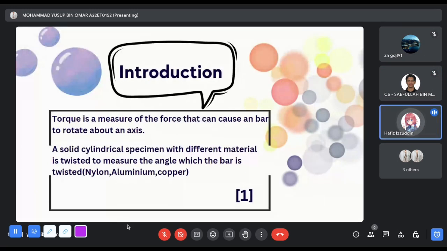Okay, for the introduction in this experiment, torque is a measure of the force that can cause a bar to rotate about an axis. A solid cylindrical specimen of different materials is twisted to measure the angle by which the bar is twisted. The bars used in this experiment are nylon, aluminum, and copper.